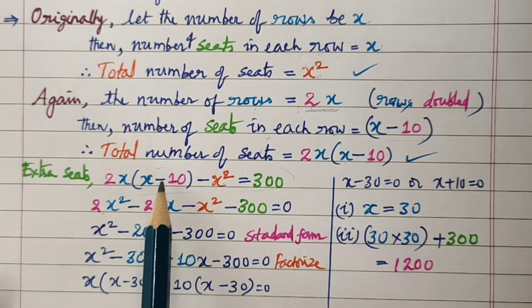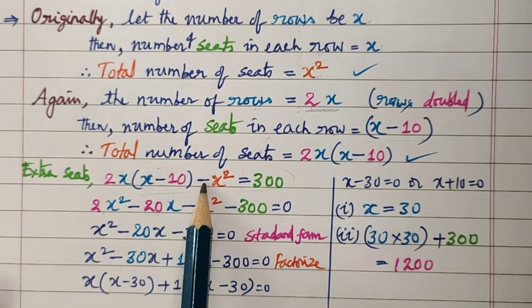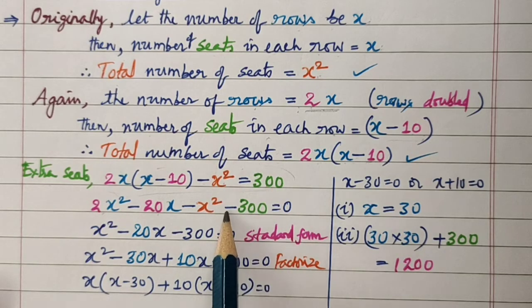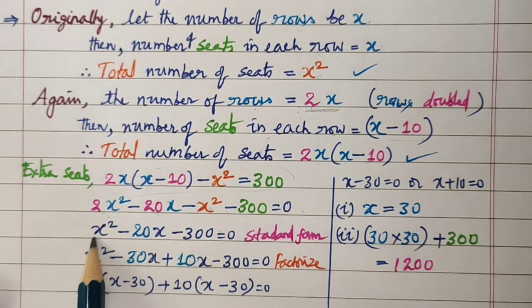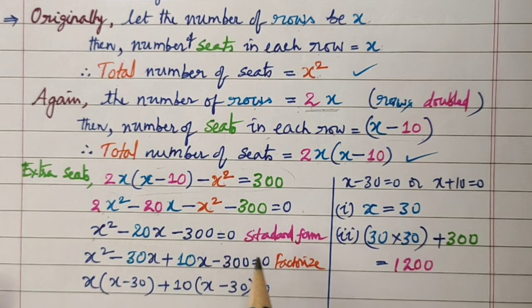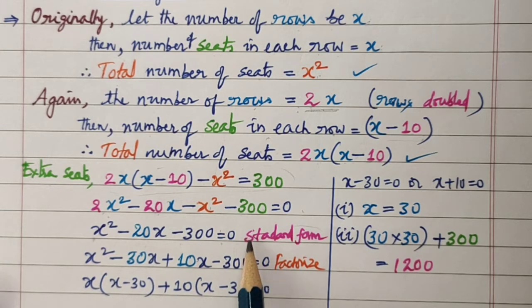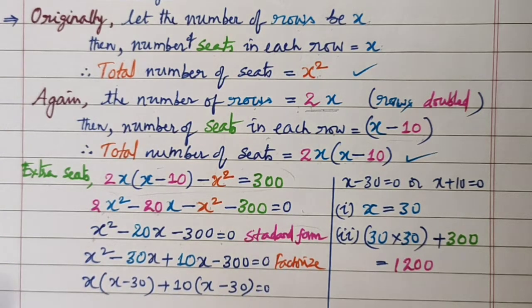Once we get into this form, the rest is simple calculation. 2x square minus 20x minus x square, bring this on this side, minus 300 is equal to 0. 2x square minus x square is x square, minus 20x minus 300 is equal to 0. This is the standard form of a quadratic equation. Once we get into the standard form, factorize that.